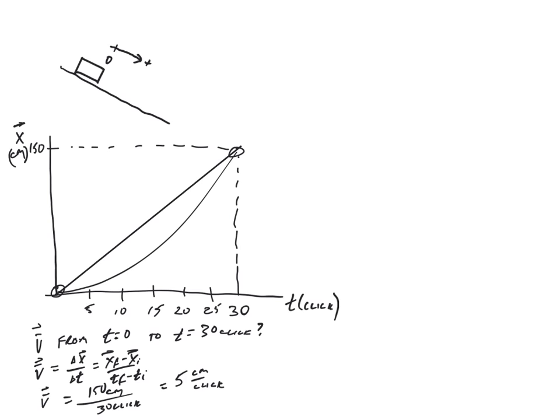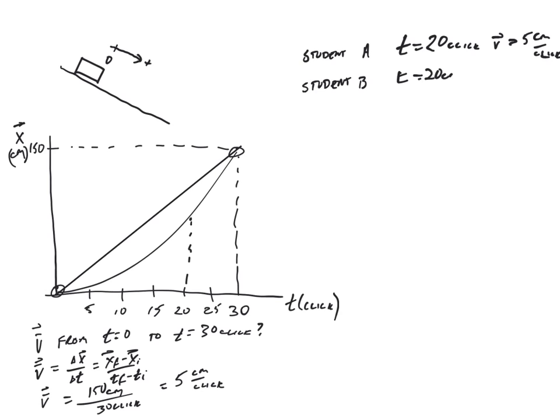I'm going to start by thinking that, let's say we have 2 students, student A and student B. Student A says that at time 20, the instantaneous velocity is greater than 5 centimeters per click. But student B says, nah, at time 20, the instantaneous velocity is less than 5 centimeters per click. Which student is correct, and how do you know?